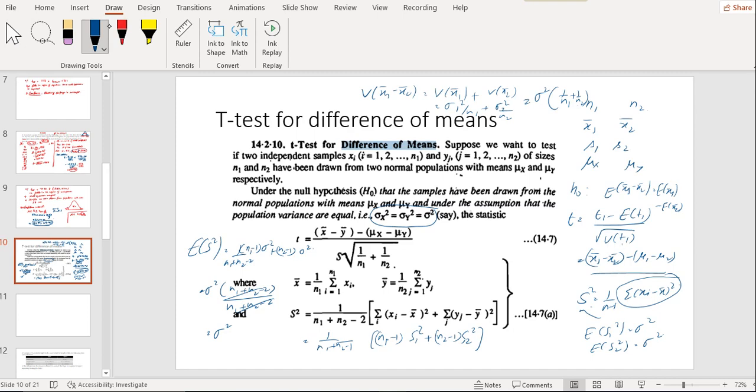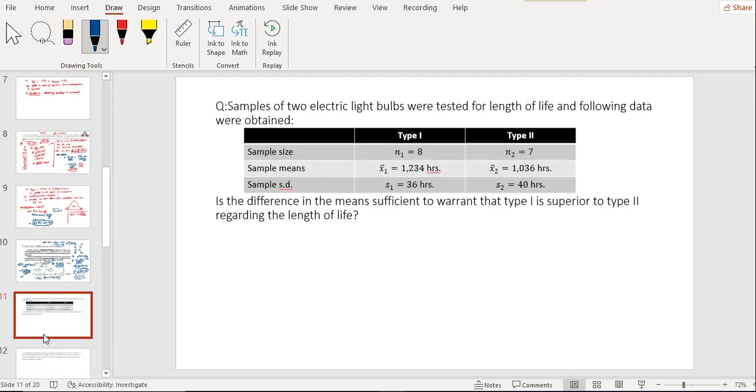But because in this case we have taken two different samples, so one sample size is n1, another sample size is n2. So in this case the total degree of freedom will be their sum, n1 minus 1 plus n2 minus 1. So it is n1 plus n2 minus 2. So these are the total degrees of freedom we have for the testing of hypothesis. Okay, so now let us come to the problem based on the t-test for the difference of mean.